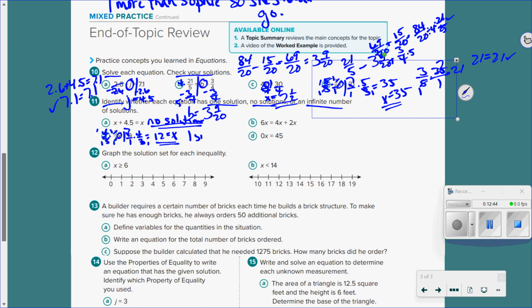And last one, 0 times x equals 45. So I'm multiplying 0 times any number. What's that equal? 0. So is there any number I can put in there that will ever get it equal 45? No. This one is a no solution.